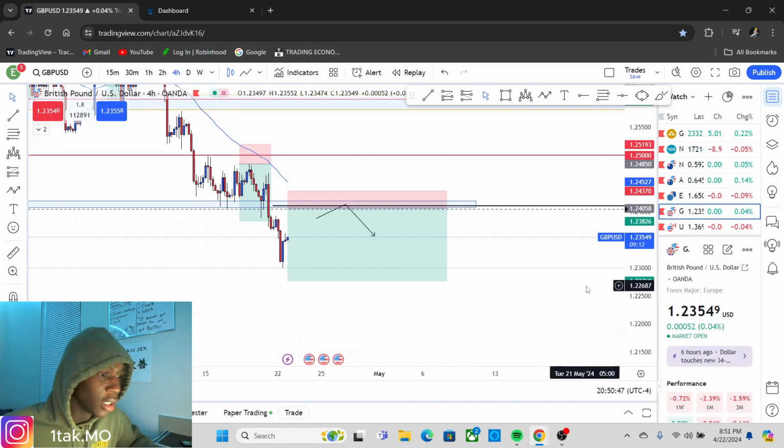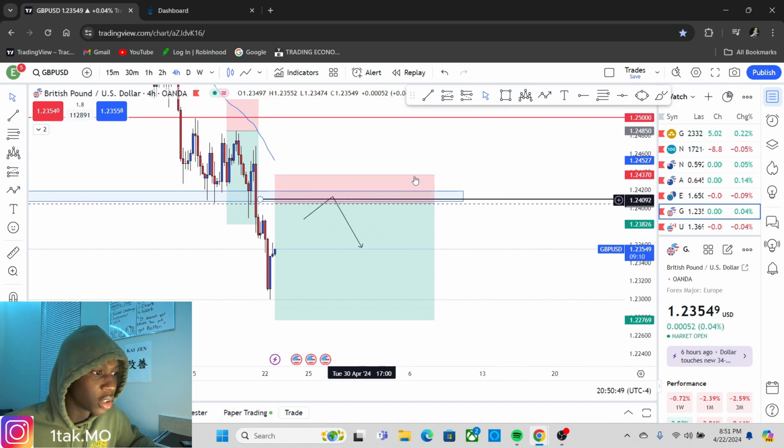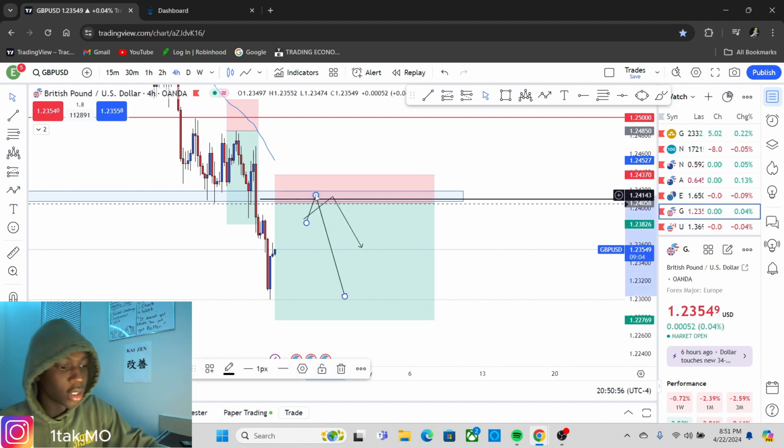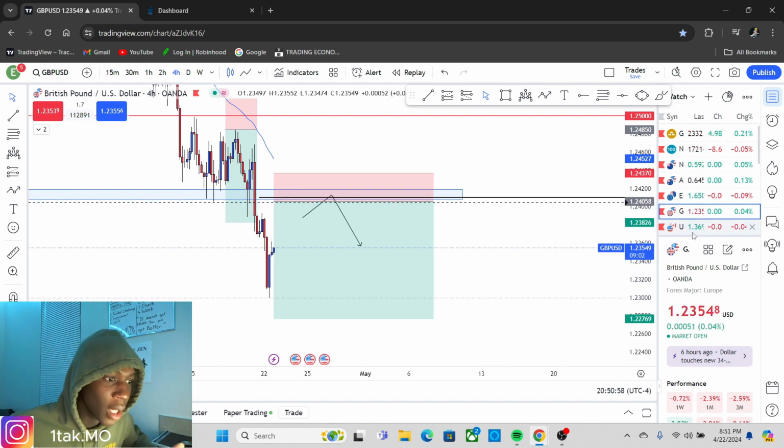GBP USD, literally same thing as the previous trade. I'm waiting for it to pull out to this area of interest and then enter my sells. Literally, I'm waiting for this. So I don't know if it's going to play out this week. Might play out next week. We'll see.